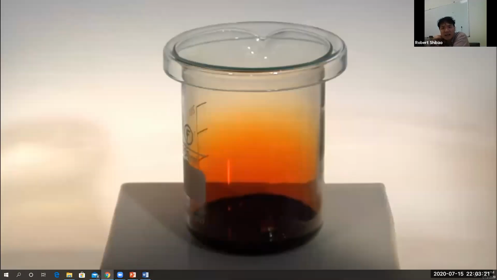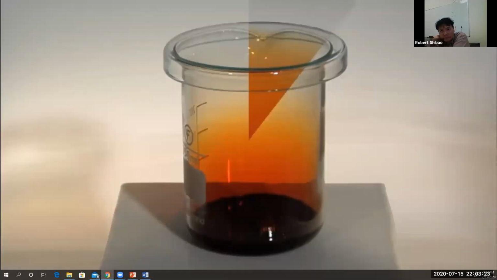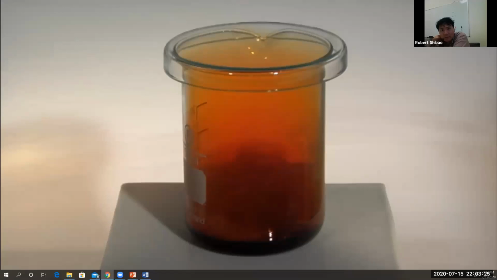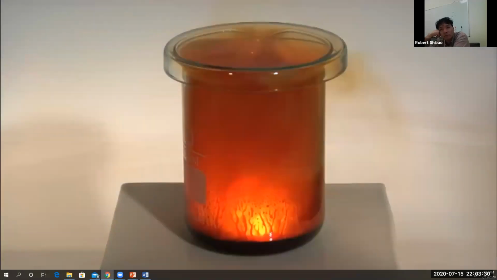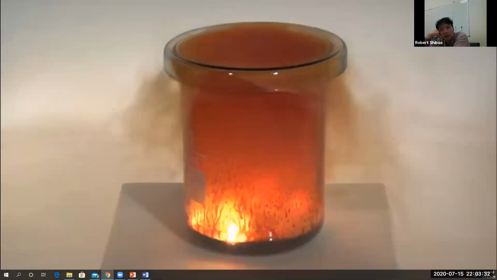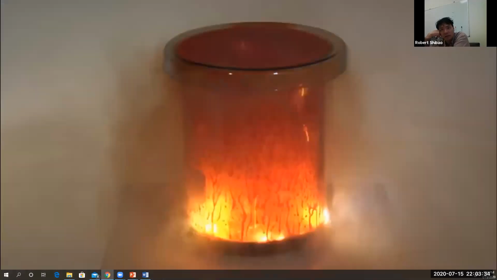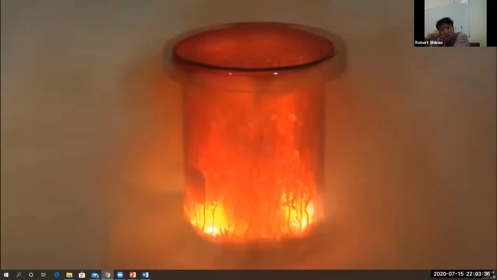Now bromine's going to attack the aluminum. So it starts to attack the aluminum and tries to take the electrons from the aluminum. A lot of heat and light and energy is given off. It's a highly exothermic reaction there.